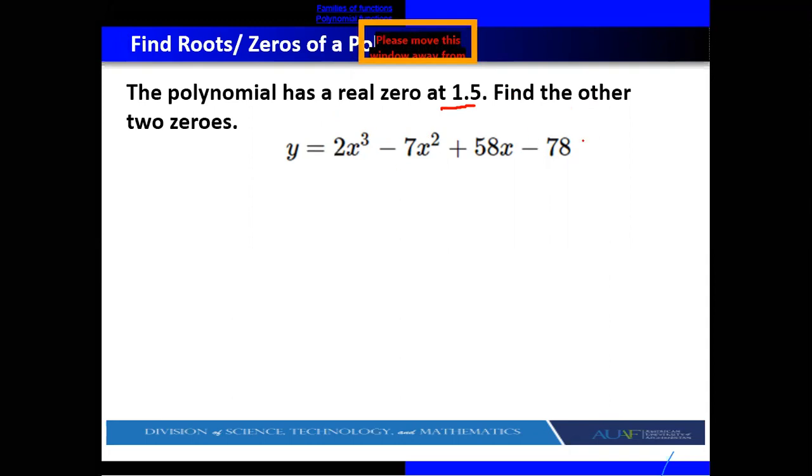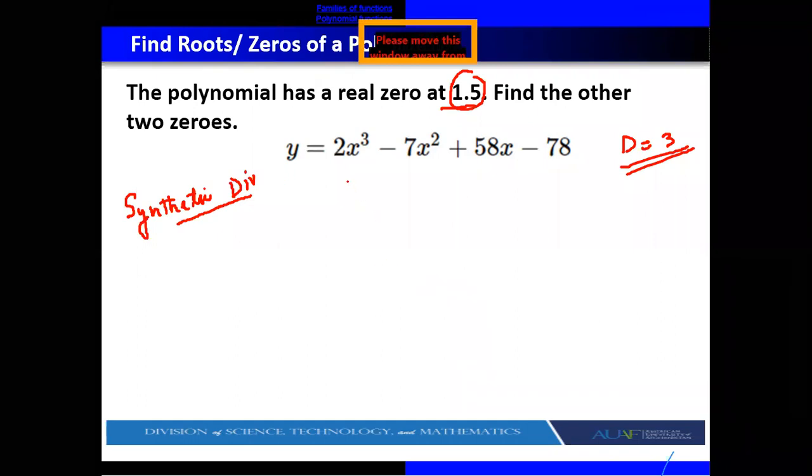You know this polynomial function is of degree 3. So how many roots are possible? 3 are possible. One is given, 1.5. So we need to find the two other zeros or roots. So we use another type of division, which is called synthetic division. In synthetic division, when one root is given, you can find the other two roots.